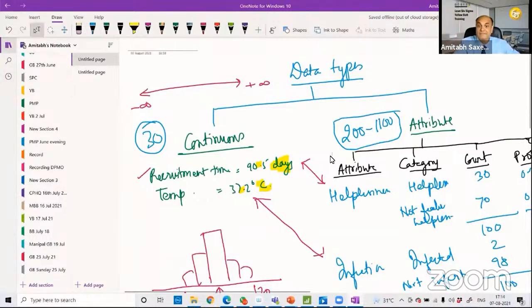But 30, and 200 to 1,100. Some people are asking, how can 30, 40, 50 samples explain anything? See, it doesn't depend on the population. With 30 samples, I can predict the heights of all the people in the world. I do this in my Green Belt and Black Belt training programs. We take an exercise, and I ask people about their heights.